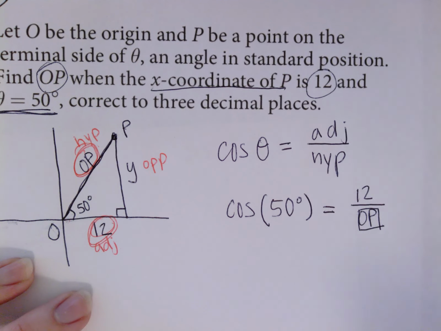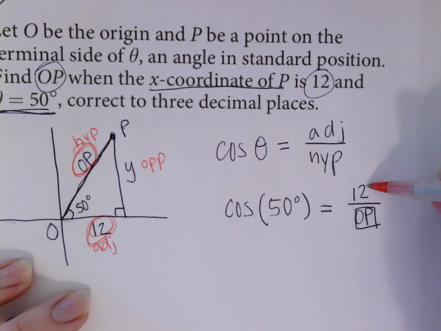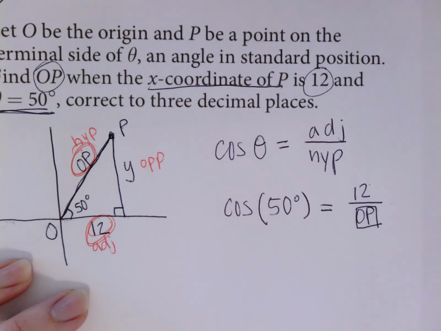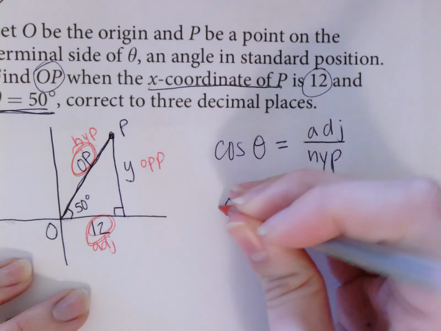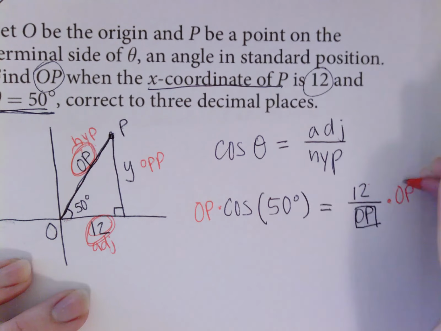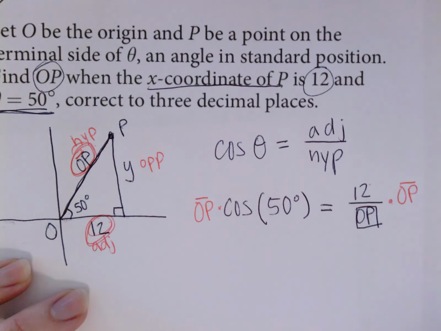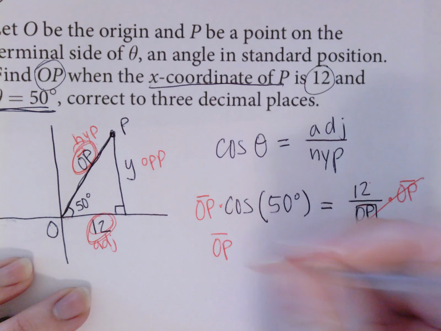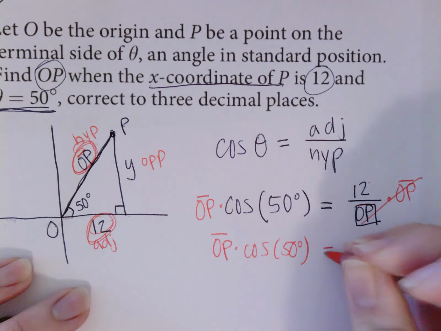I am going to start by multiplying both sides by the denominator. Even if I were solving for the numerator here, you would always just multiply both sides by whatever is in the denominator. In that case, it's OP. So times OP, times OP, and I'm going to call OP a segment so that we can see what we're talking about. OP cancels out, so I'm left with segment OP times the cosine of 50 degrees equals 12.